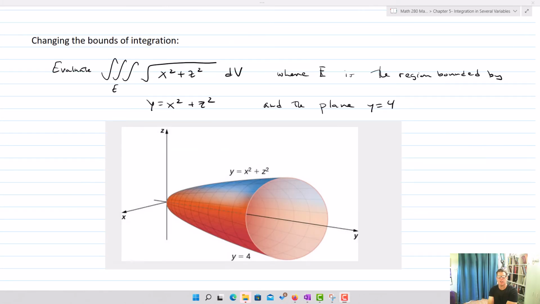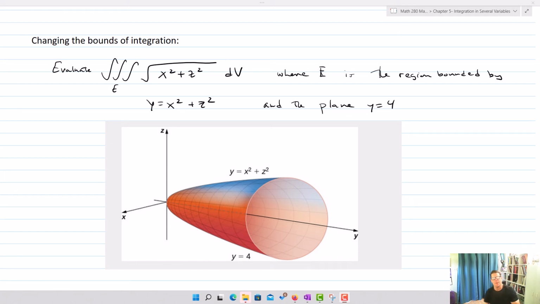So now we're going to talk about changing the bounds of integration. We can do that similar to the way that we did it with double integrals. Oftentimes we're going to do this because it just makes the work a lot easier, or because our functions happen to be in those terms.